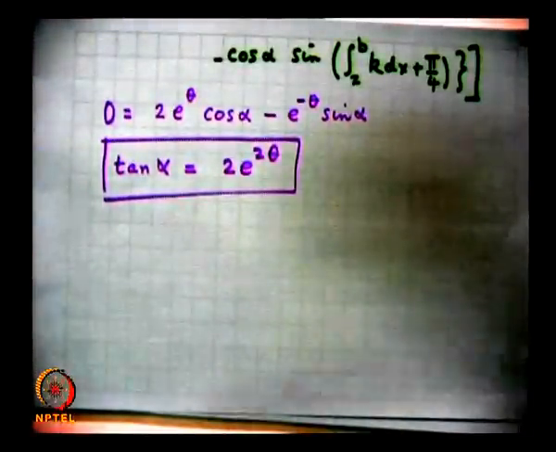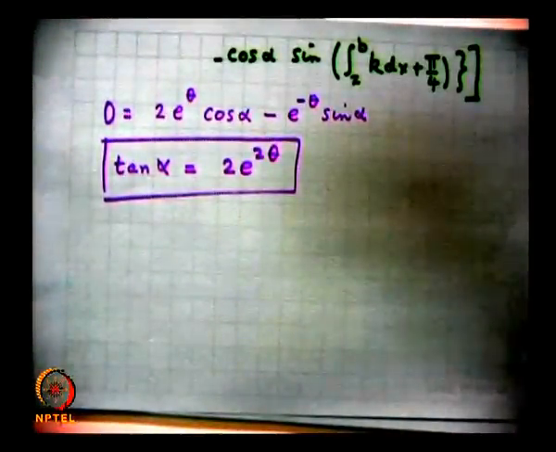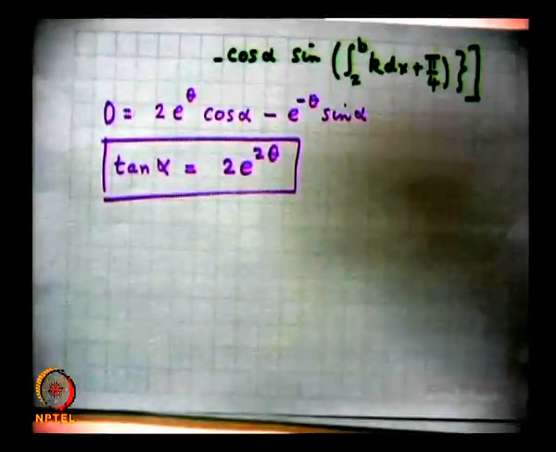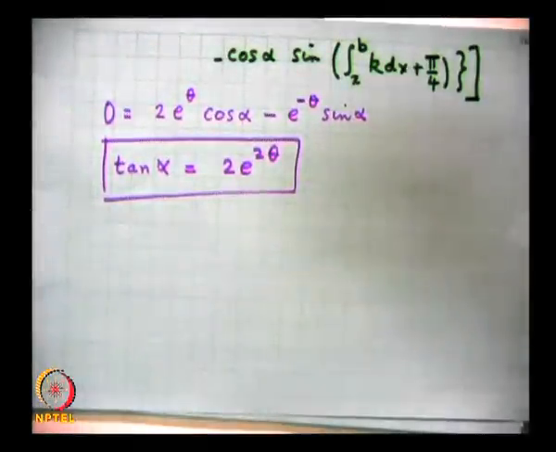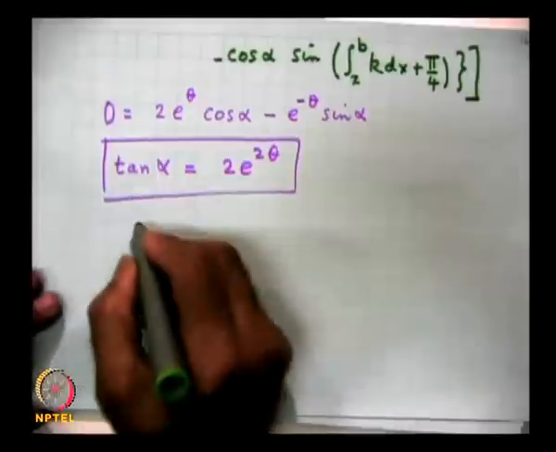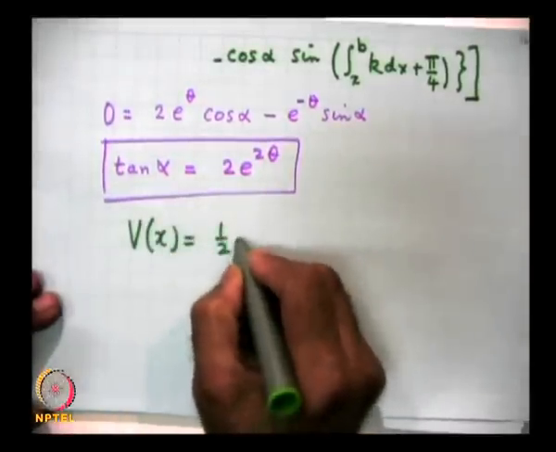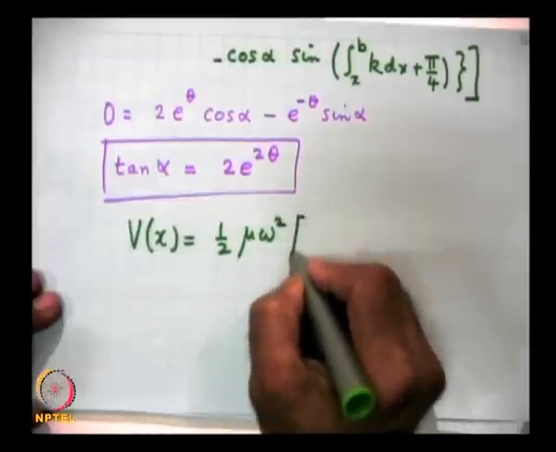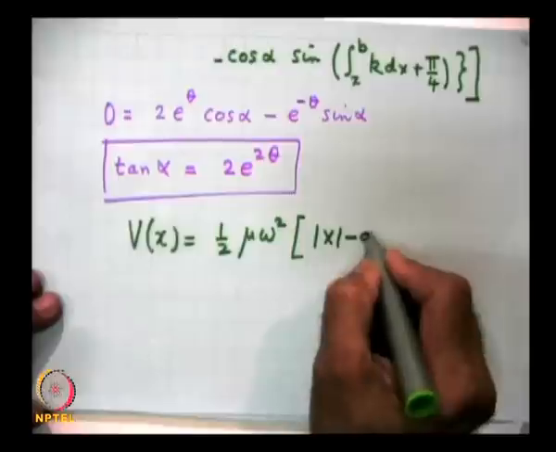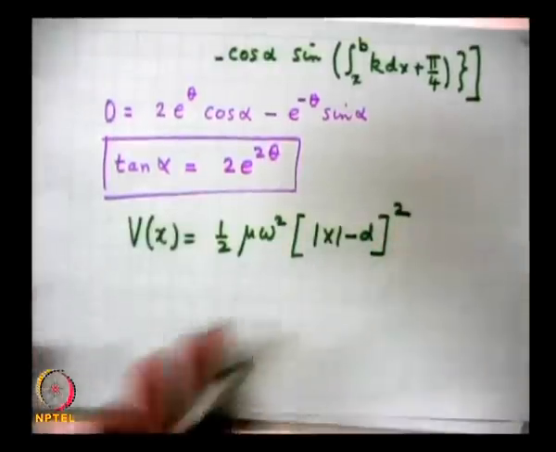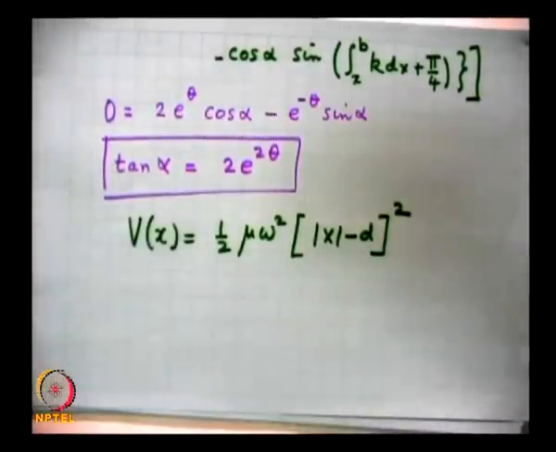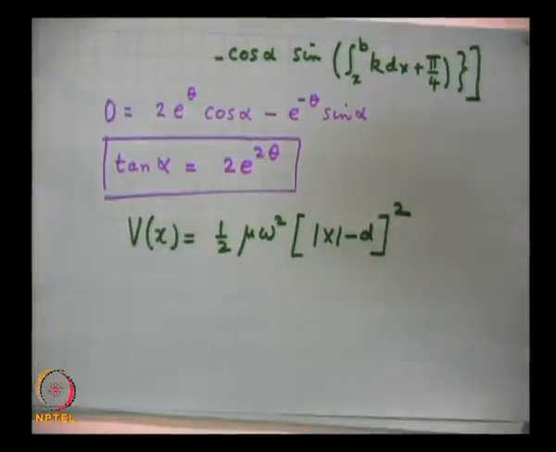So, we have been able to obtain the results for a double well potential, and in fact, one of the potentials that is of great importance in many areas is a double well potential given by half mu omega square x minus d whole square. And the results that you obtain by using WKB and the exact results in terms of confluent hypergeometric functions agree quite well.